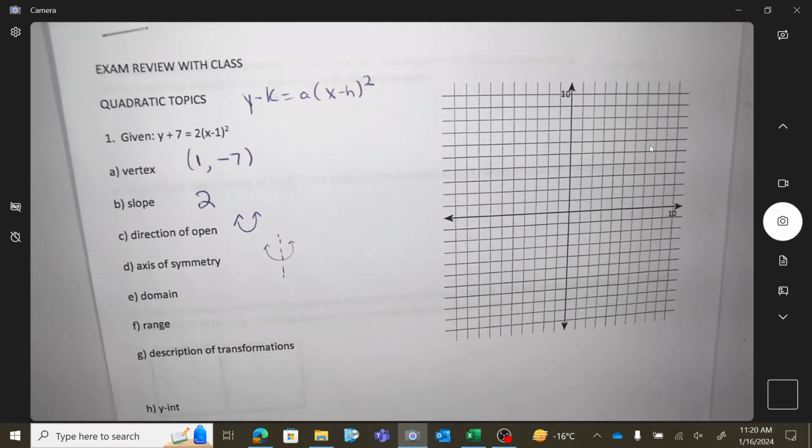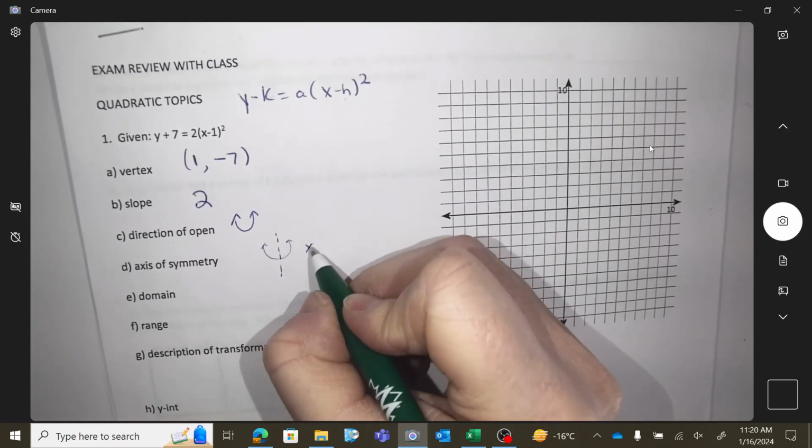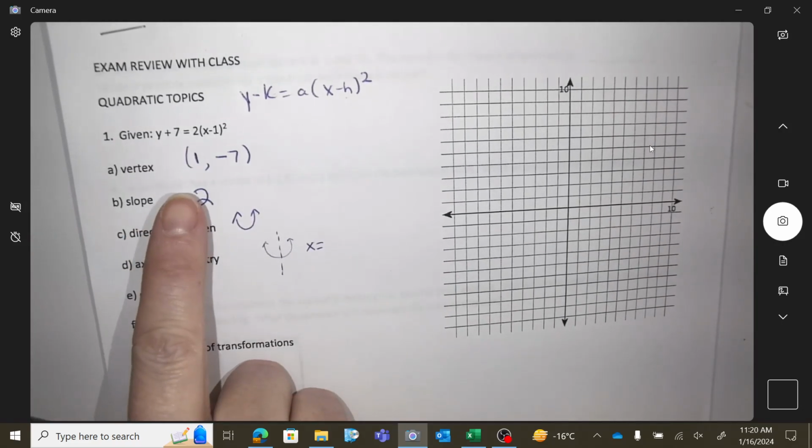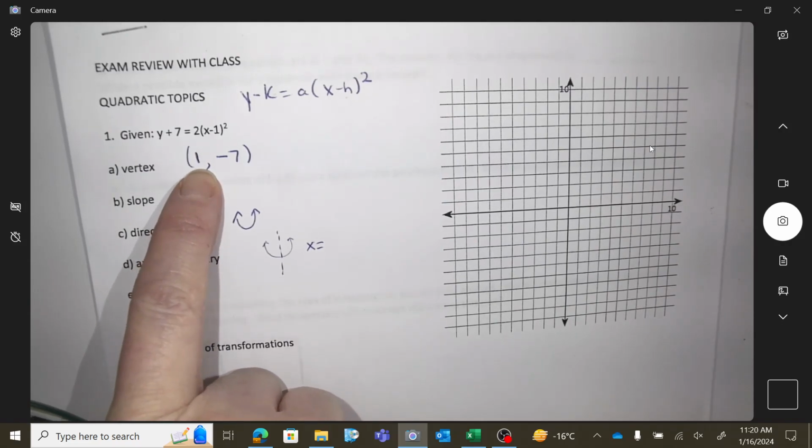What is the axis of symmetry? If you could slice it in half. x equals, and if you don't write x equals, which I know some of you are going to forget, you get that wrong. What is the x value that it would cut through? Where do you find that? Where's the x value that it cuts through? 1.